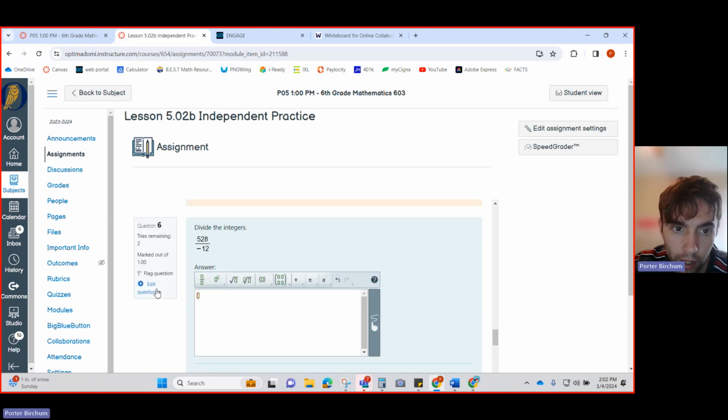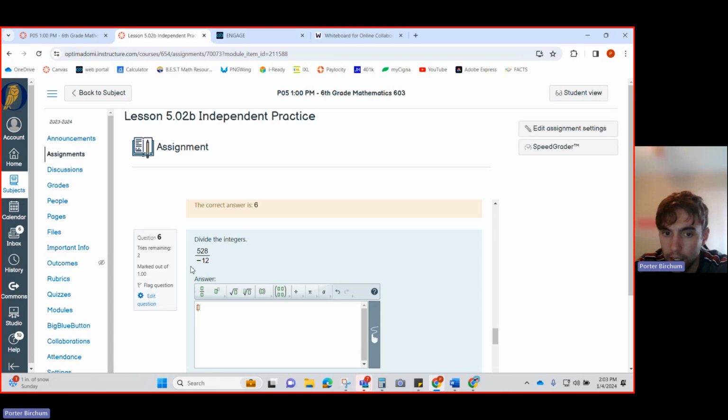Question 6. Divide the integers. 528 divided by negative 12. Here we have yet another division sentence that is written to look like a fraction. It is so good to get used to all the different ways that division sentences can be written. 528 divided by negative 12.